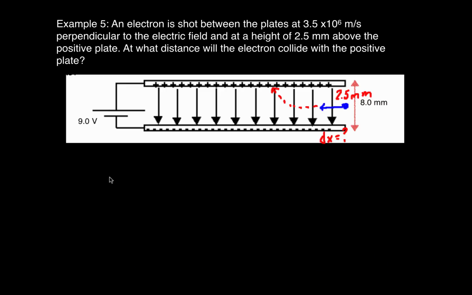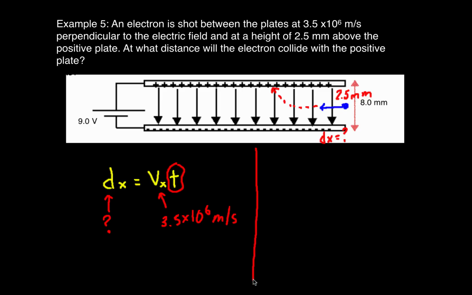Now we're looking for the distance in the x direction along the plate that the electron collides. Since dx equals the velocity in the x direction times t, and we need to find dx, we know Vx, which is 3.5 times 10 to the 6 meters per second. In order to solve for dx, we need t. To find t, we look at the y direction, because once you have t in the y direction, you know that you can use it in the x direction.